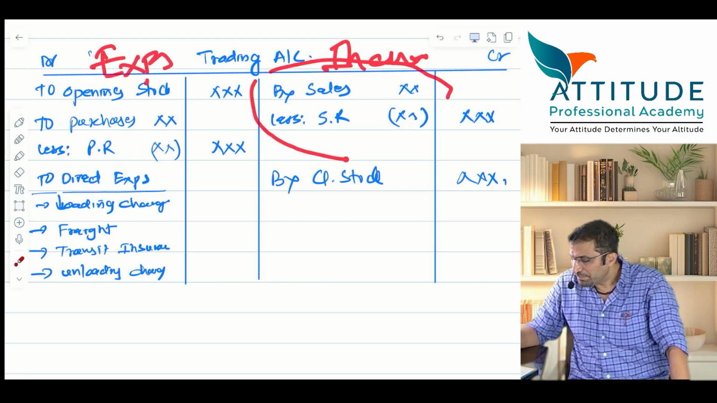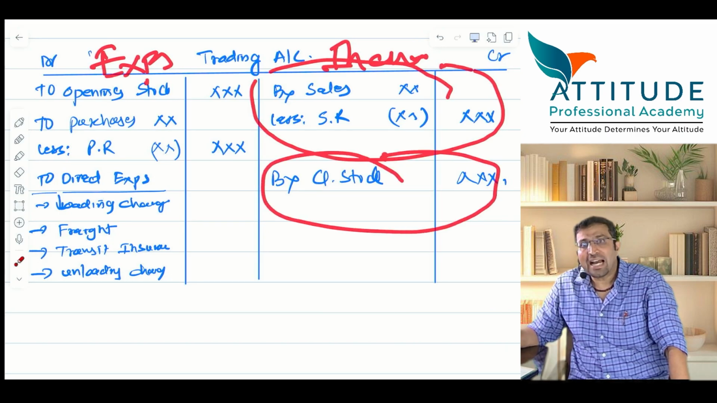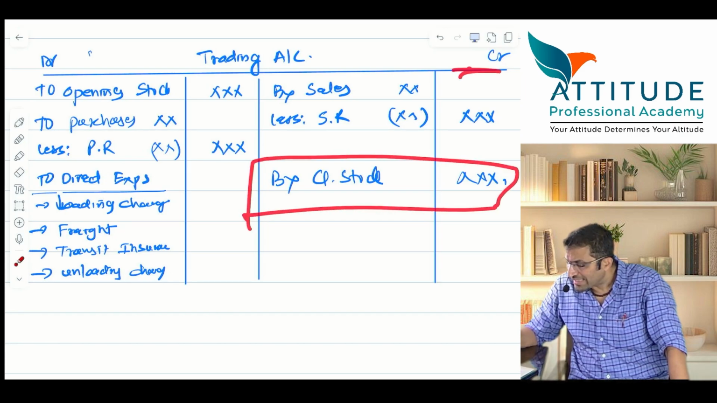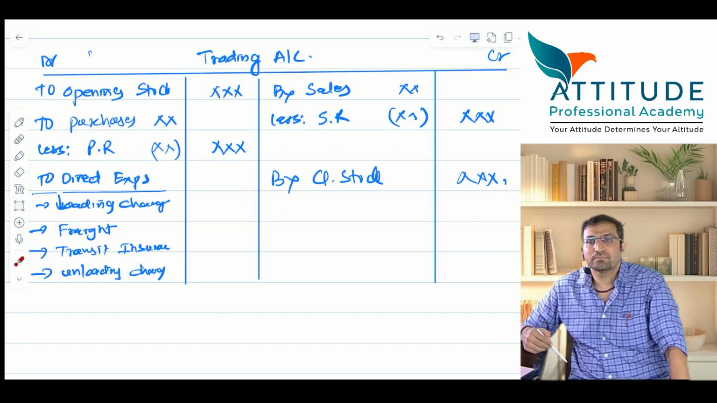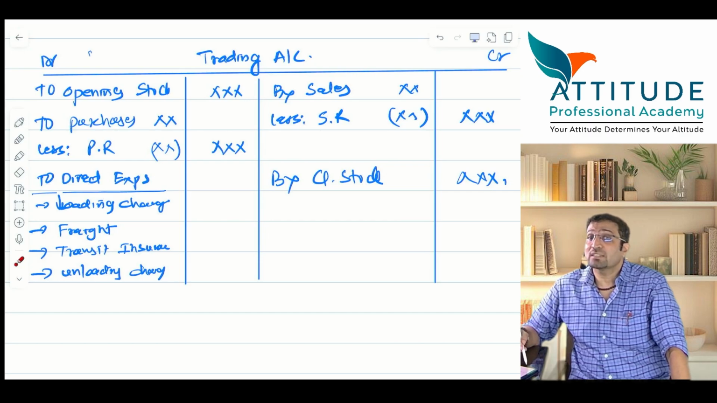Sales is an income? Answer is yes. Is closing stock your income? I am asking you a question, is closing stock your income? Then why are you writing closing stock on the credit side? No answer. Format, sir. That is format, sir. You know what is a format, sir? Our teacher in the college has taught format, sir.